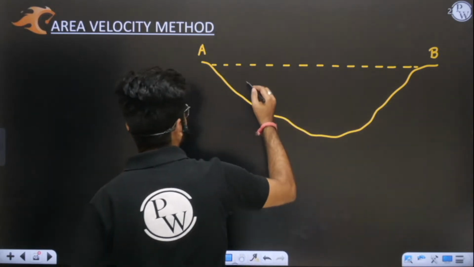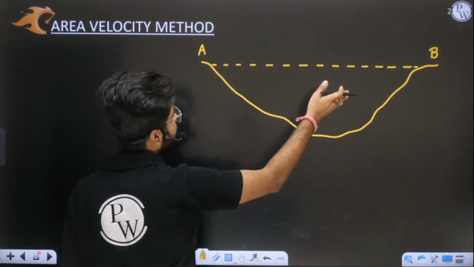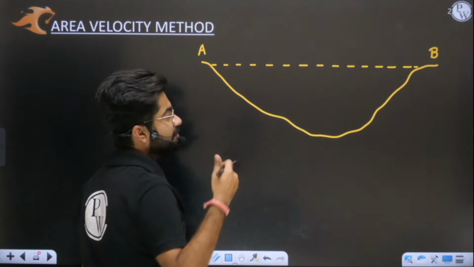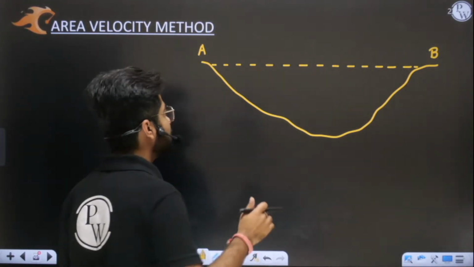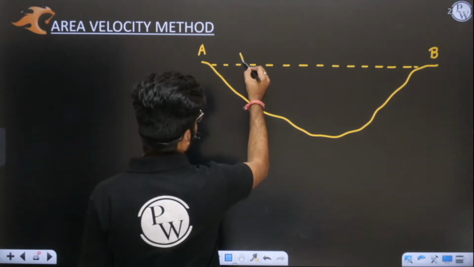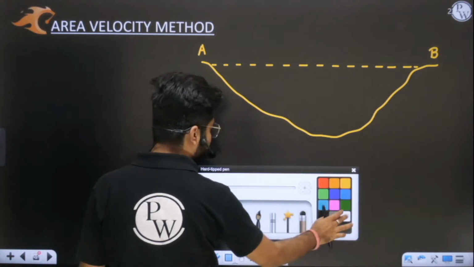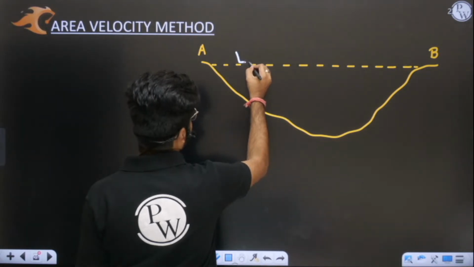Okay, sir, I will be moving from point A to B. After every certain interval, let us say after a 3 meter gap, or a 1.5 meter gap, we will stop our boat. Okay, this is your boat.